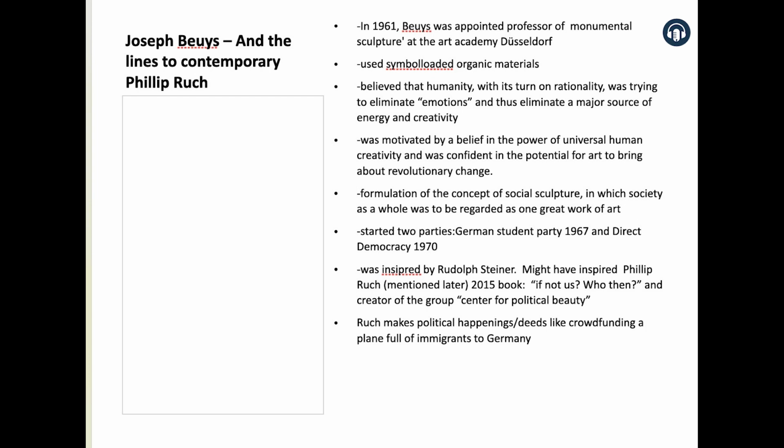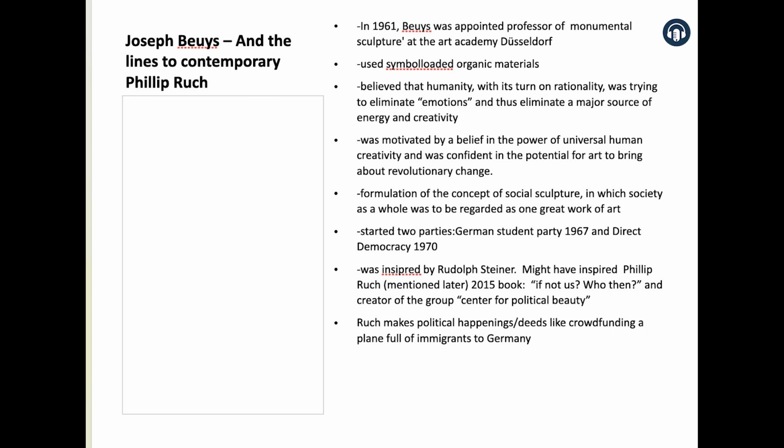And then we'll look at a guy called Joseph Beuys and the lines to the contemporary Philipp Ruch, which we'll look at later. In 1961, Beuys was appointed professor of monumental sculpture at the Art Academy in Düsseldorf. He sublimated organic materials and believed that humanity, which had turned to rationality, was trying to eliminate emotions and thus eliminate a major source of energy and creativity.